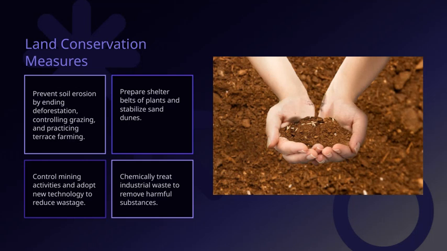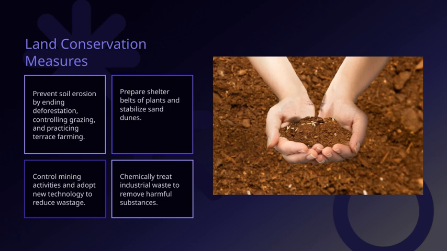When it comes to land conservation, one important step is chemically treating industrial waste to remove harmful substances. This helps prevent soil and water pollution, protecting our environment and public health. Controlling mining activities is also crucial. By regulating these activities and adopting new technologies, we can significantly reduce wastage and minimize environmental damage.